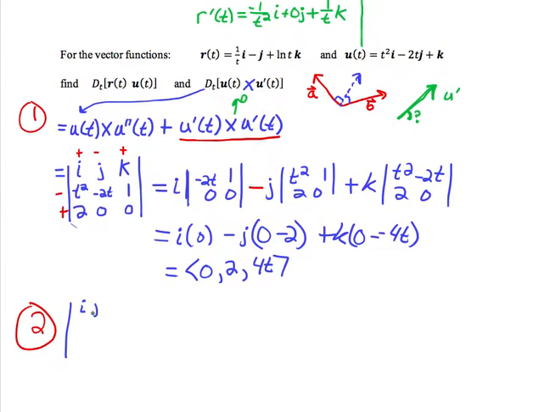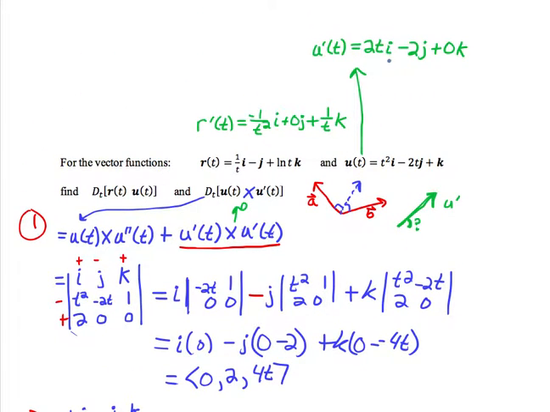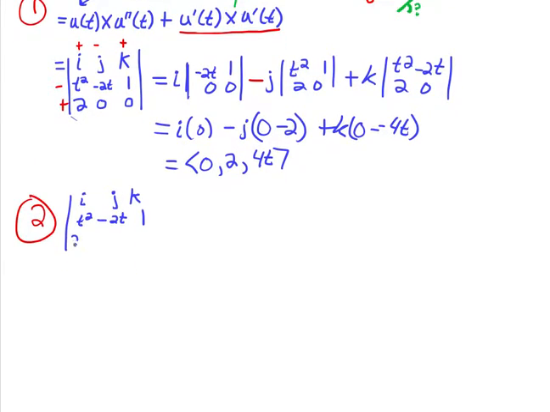So I'm going to go i, j, and k. You know what? I need to separate these out a little bit more. So let's go i, j, and k. And u was t squared, minus 2t, and 1. And u prime was, what, 2t, negative 2, and 0. So we're going to go 2t, negative 2, and 0. So now we're going to do that cross product.